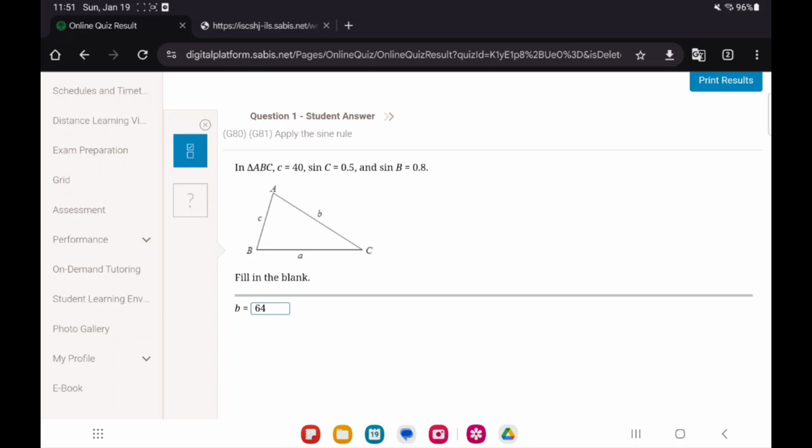Okay, the first question, we're going to need the sine rule. For the people who don't know what the sine rule is, we use sine of an angle. Let's use C here because they give us it, over the opposite side. So here's angle C. What's opposite of it? The small c. And they already give us the length of the small c, so we'll put 40.